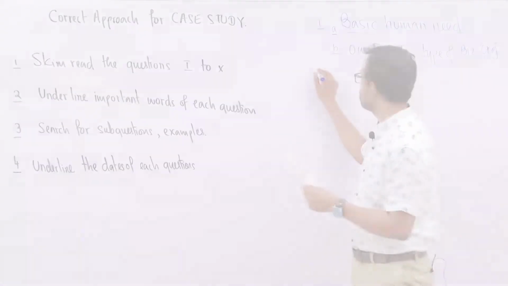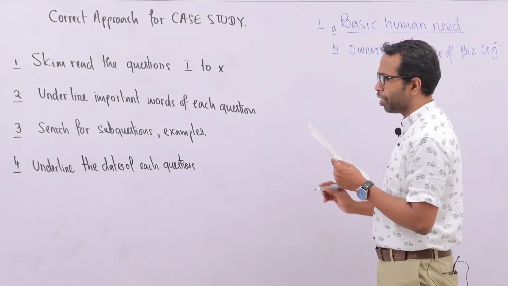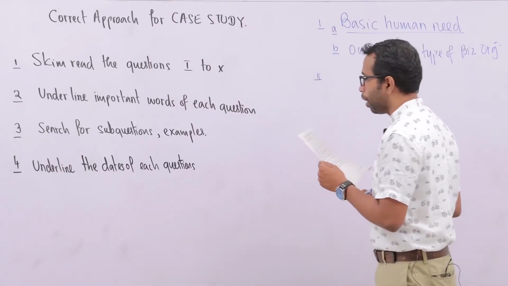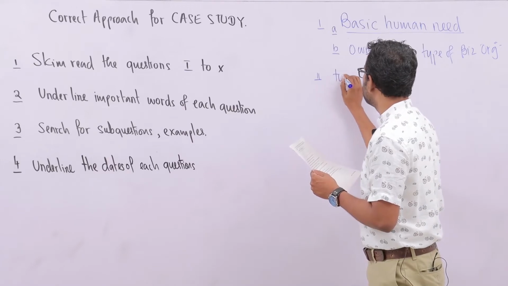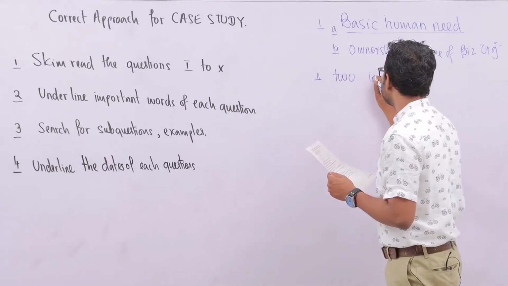Number 2. Right. Item number 2: name two internal environmental factors. So, please do underline two. You need to write two internal environmental factors.